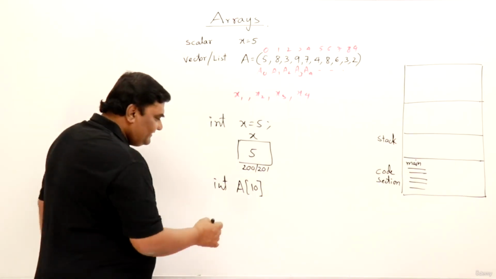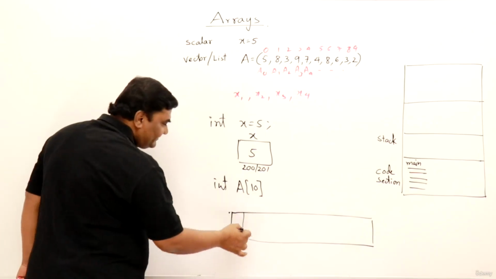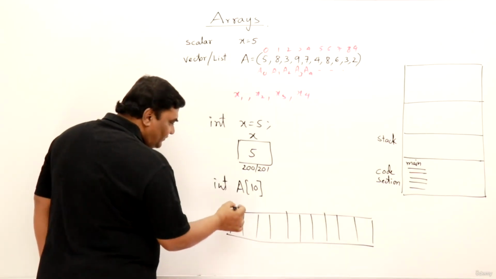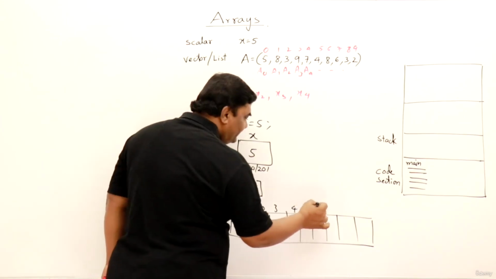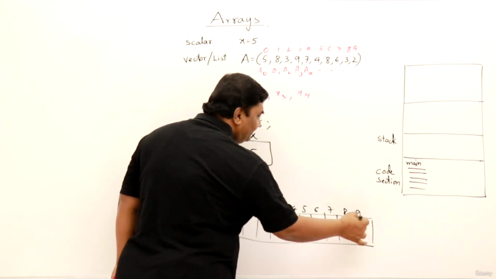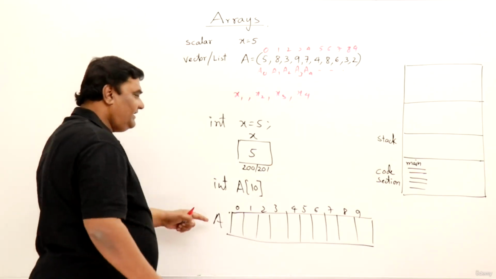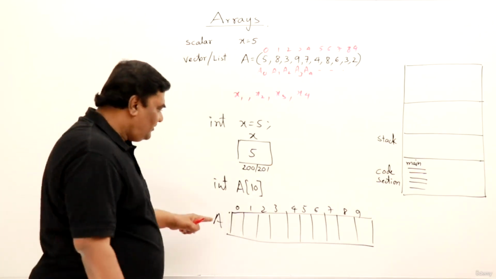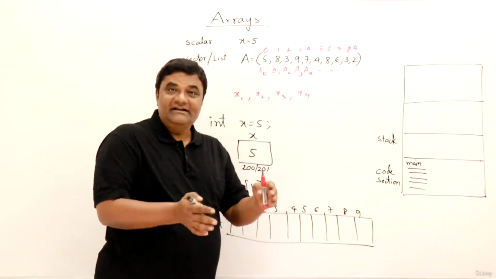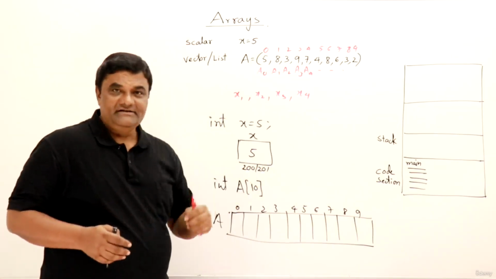Then how does it look in the memory? It will allocate memory for 10 integers. These are all 10 integers. Now this is index 0, 1, 2, 3, 4, 5, 6, 7, 8, 9. So these are the indices, and the name for all of them is A. This is what we get, an array. All these 10 integers are side by side. We say contiguous, or side by side.